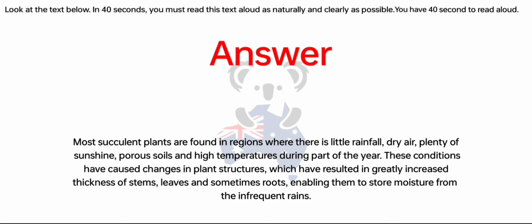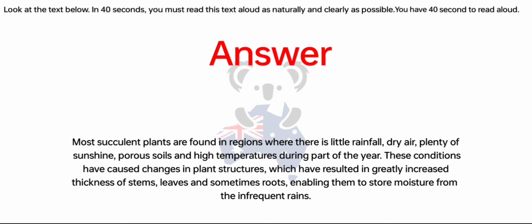Most succulent plants are found in regions where there is little rainfall, dry air, plenty of sunshine, porous soils, and high temperatures during part of the year. These conditions have caused changes in plant structures, which have resulted in greatly increased thickness of stems, leaves, and sometimes roots, enabling them to store moisture from the infrequent rains.